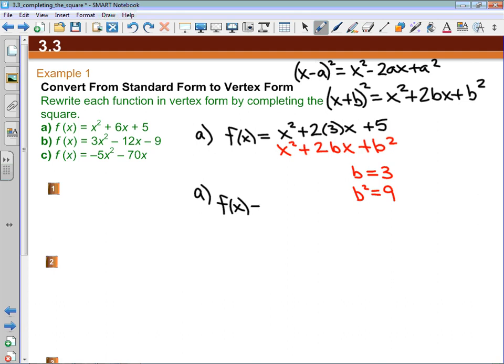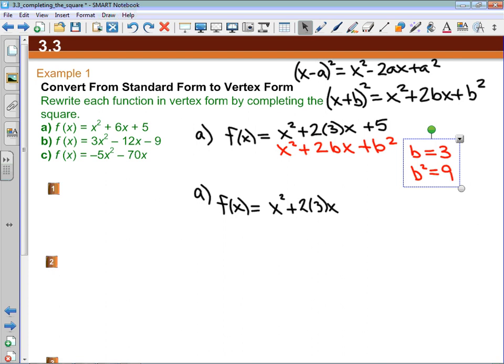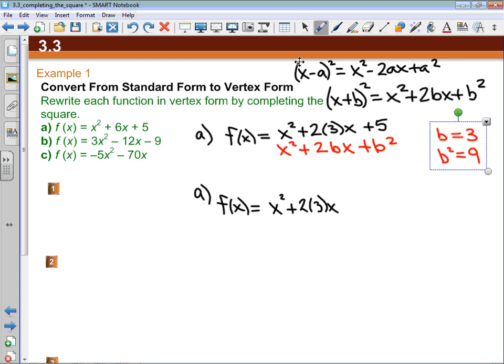I'm going to say that f of x is x squared. I'm going to leave it as 2 times 3 times x, but then I'm going to introduce that positive 9. So I'm going to add 9, which means I have to subtract 9, and then the original positive 5 is still there. Now, again, because I've added and subtracted that 9, I have not changed the value. I have merely changed the appearance, and then we can kind of work forward from there.